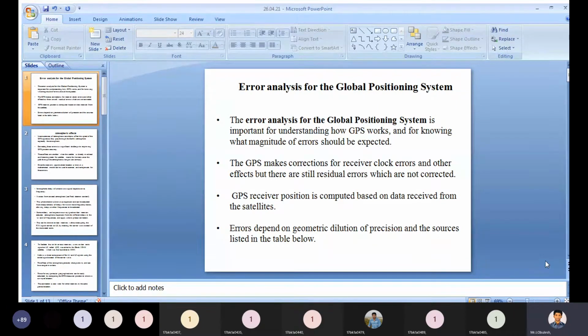And other effects, but there are still residual errors which are not corrected. And you need to see whether the GPS receiver is in the proper position or not. If it is not in a proper position, what will happen? At that time also we will get an error in the receiver section.